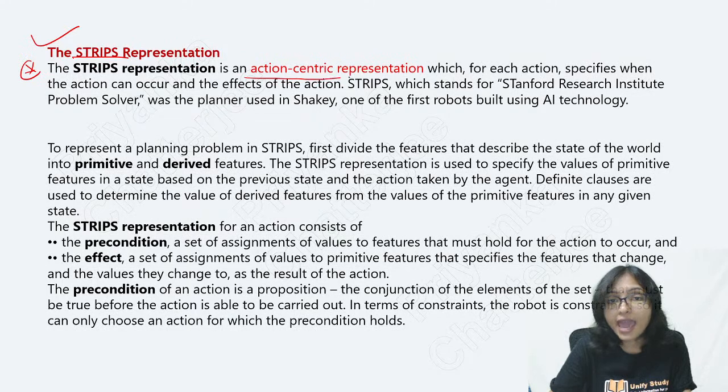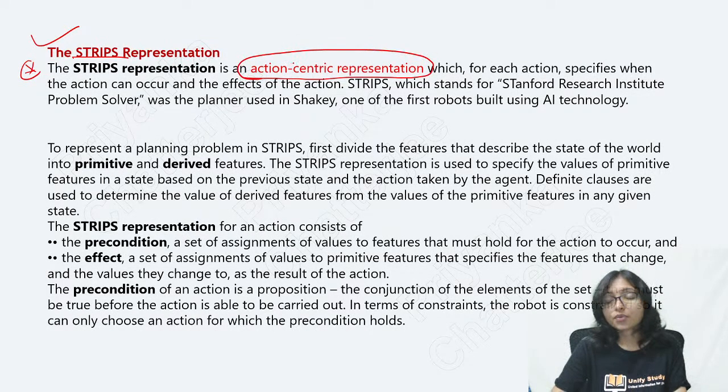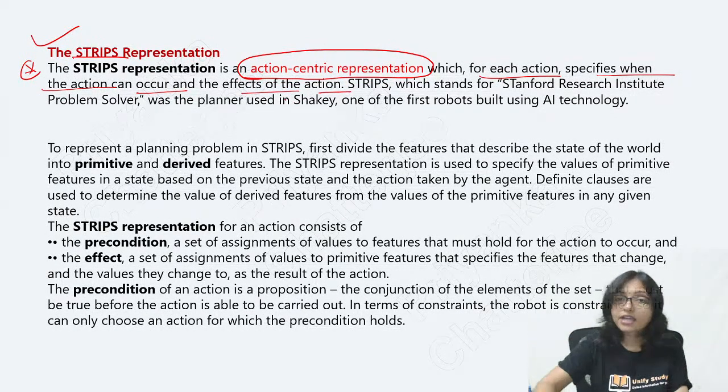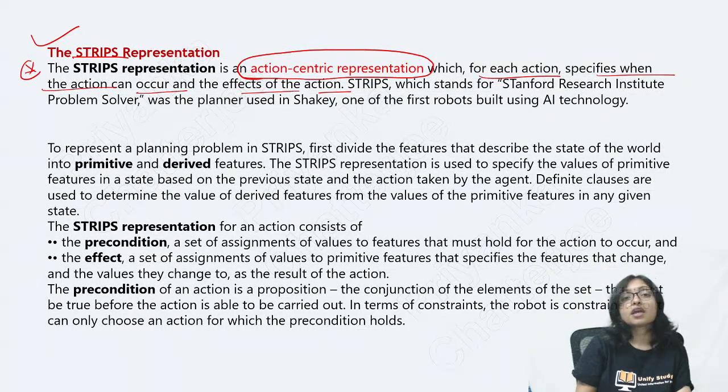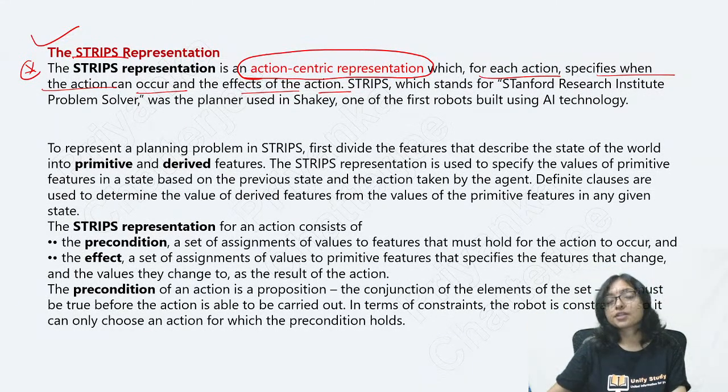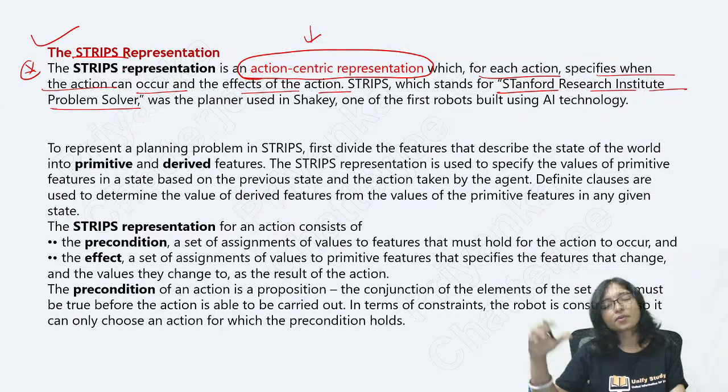STRIPS is an action-centric representation, where it focuses on which type of action it is going to take. For each action it specifies when the action can be taken, when the machine will take the action, and what will be the effect of the action. That's why it is called an action-centric representation. What is the full form? Stanford Research Institute Problem Solver, because it was invented at that institute, that's why.